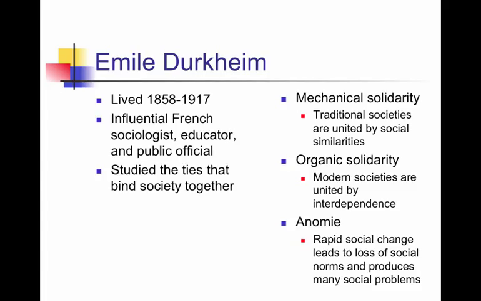Now it says here, rapid social change leads to a loss of social norms and produces many social problems. But a way to think about anomie is it's just a sense of disconnectedness. You're not as integrated into society. And the way that he showed that anomie existed is that he noted that people who commit suicide are the ones who tend to be more and more disconnected from society, more and more removed. In other words, it's single men without children, without a job. Those are the ones who are more likely to commit suicide.